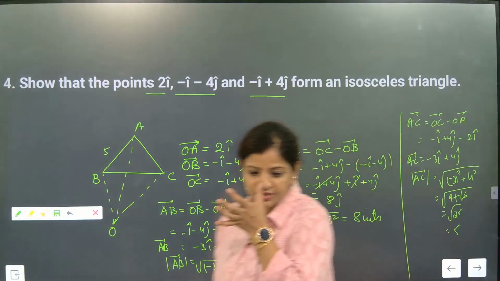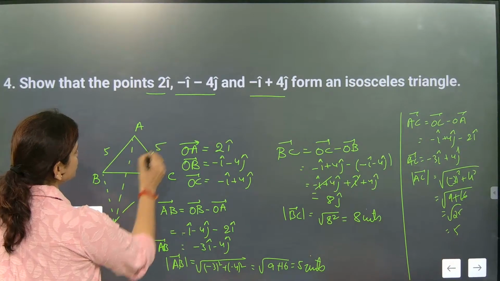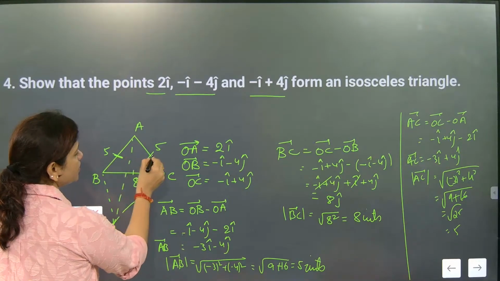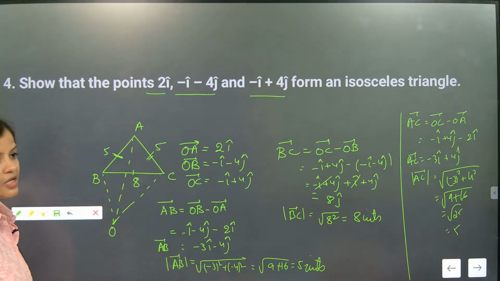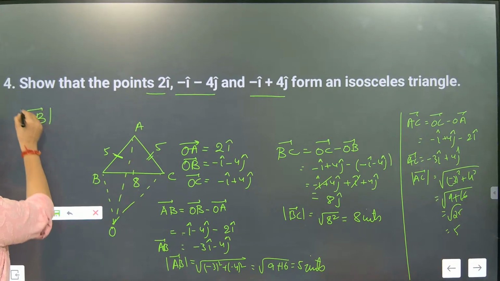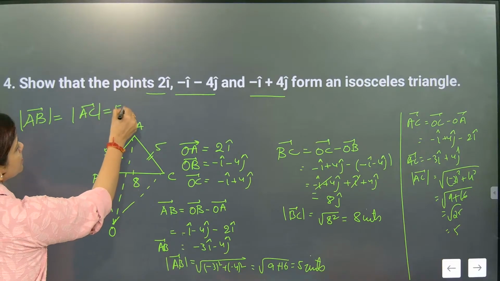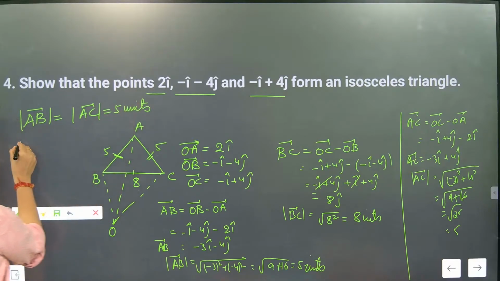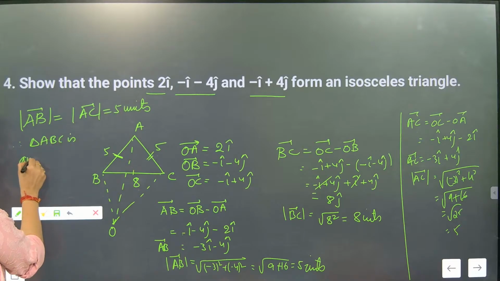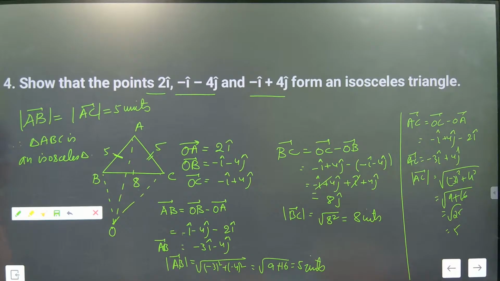Is it an isosceles triangle? Yes, it is an isosceles triangle because this is coming as 5 and this is coming as 8. So two sides are coming equal. So since two sides are coming equal, what we have concluded is that the magnitude of AB vector is equal to the magnitude of AC vector, which is equal to 5 units. Therefore, triangle ABC is an isosceles triangle. Did you get this point, beta?